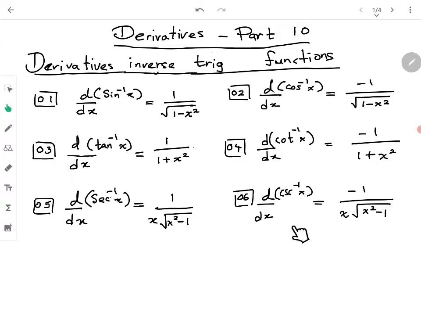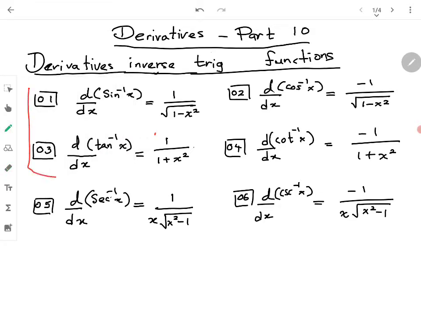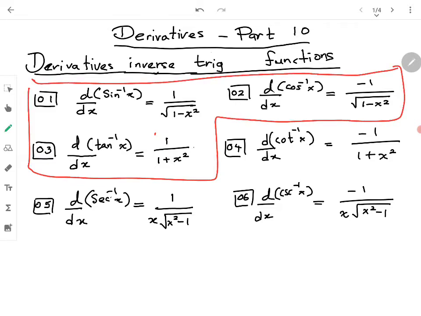And similarly, we have two formulas for secant inverse and cosecant inverse given here. The derivative of secant inverse is 1 over x times square root of x squared minus 1, and the negative of that is the derivative of cosecant inverse. And for this course, we will mainly deal with the top 3 formulas. Most of the questions you would see are for sine inverse, cosine inverse, and tan inverse.